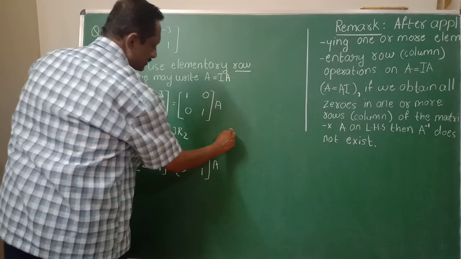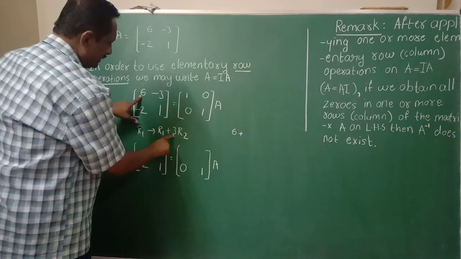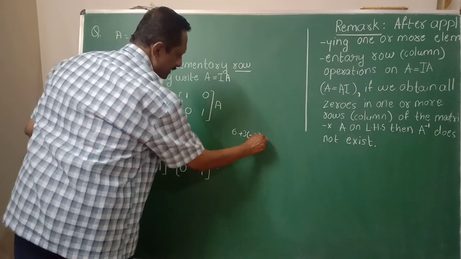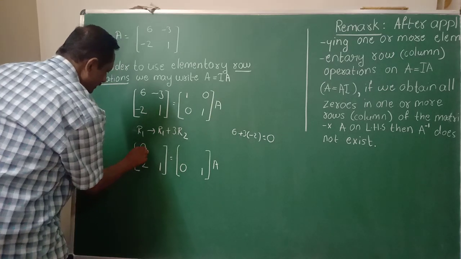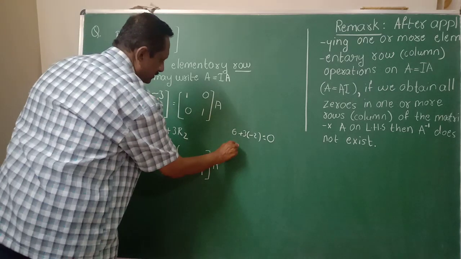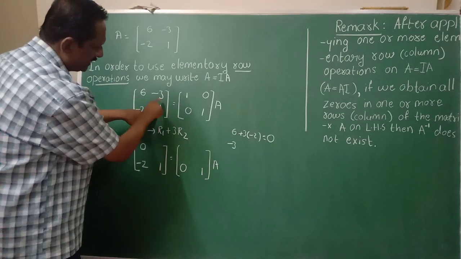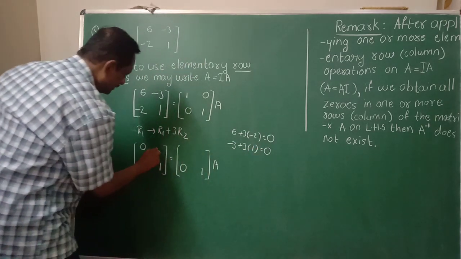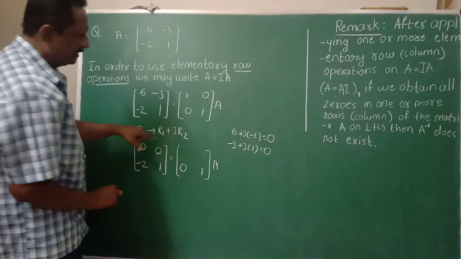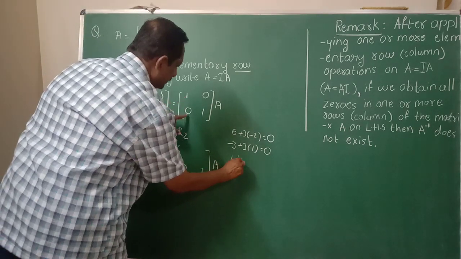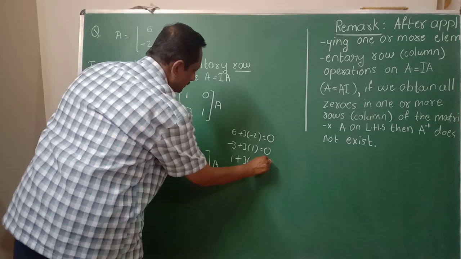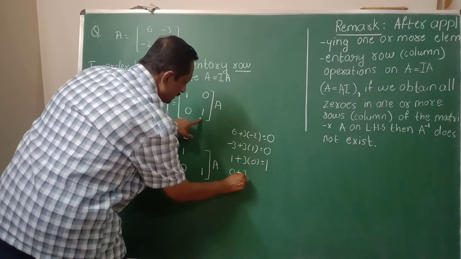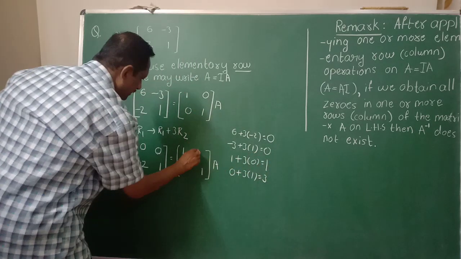So 6 plus 3 into minus 2: 3 twos are 6, 6 minus 6 becomes a 0. Then minus 3 plus 3 into 1, minus 3 plus 3 becomes a 0. Then 1 plus 3 into 0 is equal to 1. Then 0 plus 3 into 1 is equal to 3.